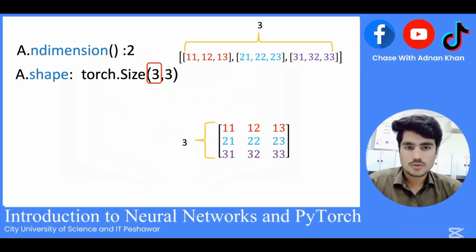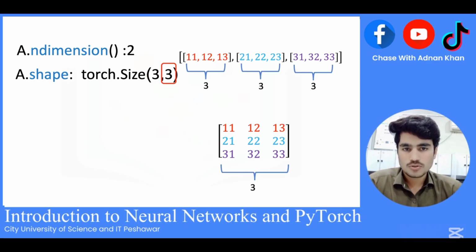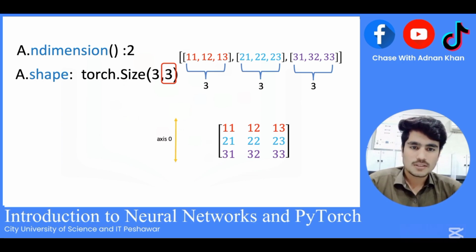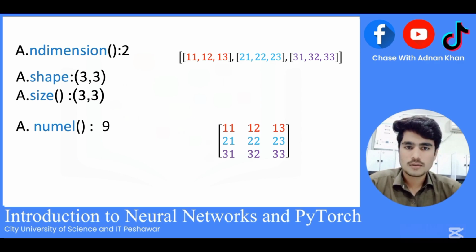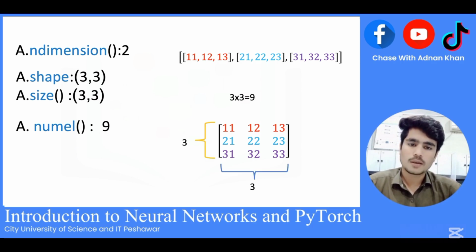The first element corresponds to the number of rows in the rectangular tensor of A, which in this case is 3. The second element corresponds to the number of columns in the rectangular tensor. The convention is to label the vertical axis 0 and the horizontal axis 1 as follows. You can also use the size method to get the shape of a tensor. The numel method can be used to obtain the number of elements in a tensor. We see there are 3 rows and 3 columns in the following tensor. Multiplying the number of columns and rows together, we get that the total number of elements is 9.